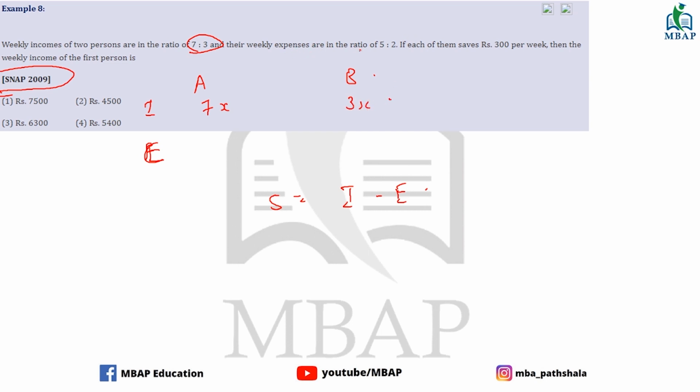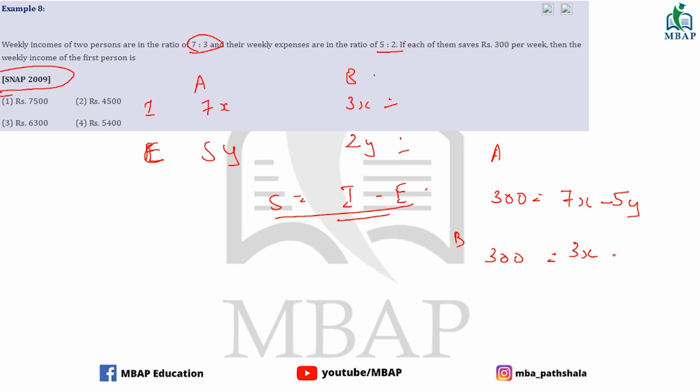And their expenses were in the ratio of 5:2. So since we have already used x, let's say the actual expenses are 5y and 2y. So if I put it in this savings formula, their savings are 300. So let's talk about A first. A is saving 300 rupees, his income is 7x and his expenditure is 5y. Same thing for B, since he's saving the same amount of money, 300, his income is 3x and expenditure is 2y.